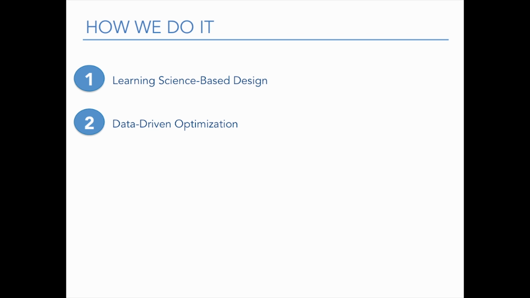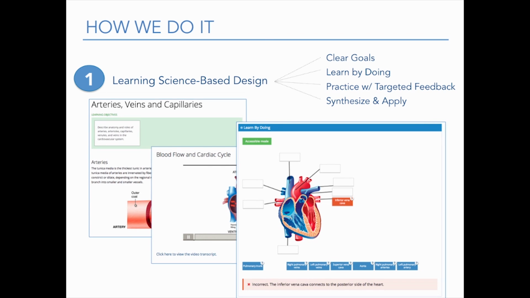The way we achieve the improved student learning outcomes is based on these two fundamental ideas. The first, that we can take learning science and derive design principles around which we can build highly effective outcomes-focused courseware. And the second is that we can gather, model, and use learning data in effective ways to continuously improve and optimize student performance.